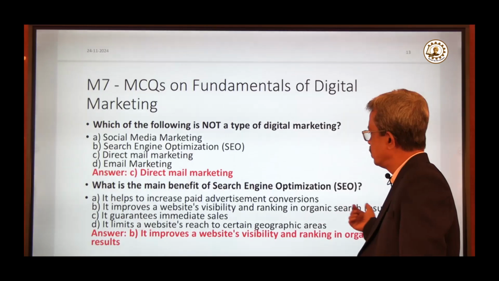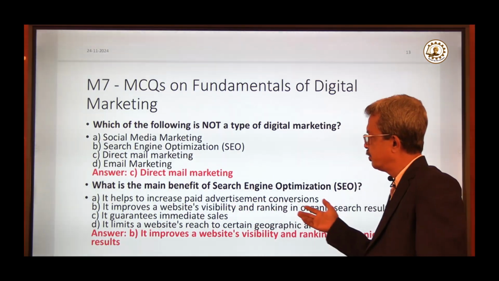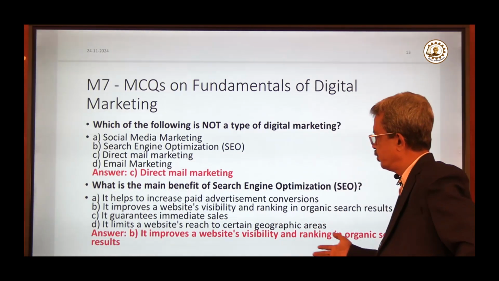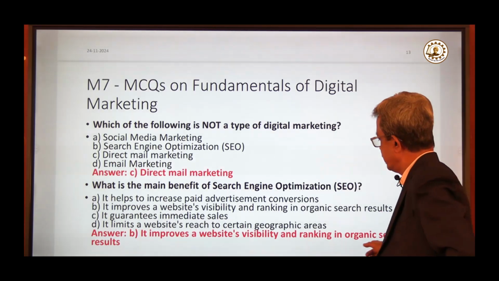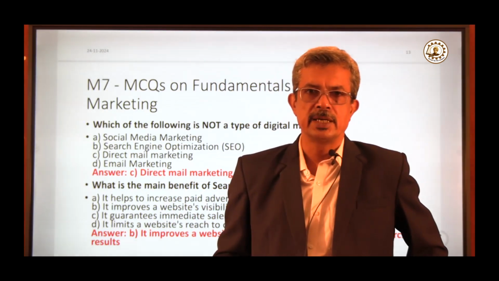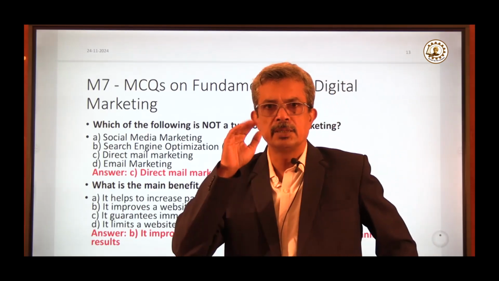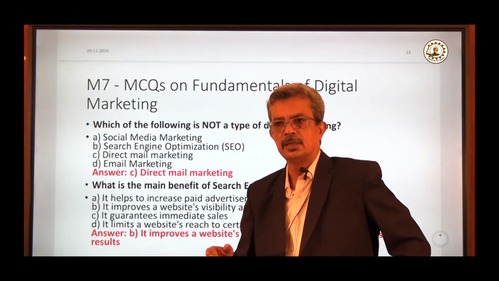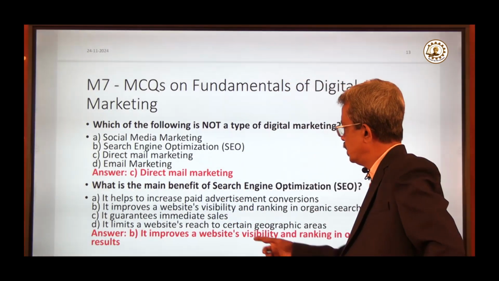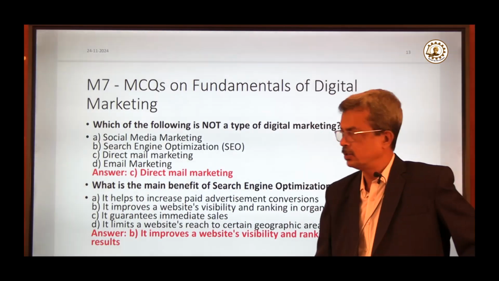What is the main benefit of SEO, search engine optimization? It helps to increase paid advertisement, improve website visibility, guarantee immediate sales, or limit website reach to a certain geographical location. It improves the website visibility and ranking in the organic search results. Let us say you are trying to find out about a certain product. You type it in your search engine, and multiple websites come up. The major website will always come first. So it improves the website's visibility and ranking in organic search results. A very simple and logical response.